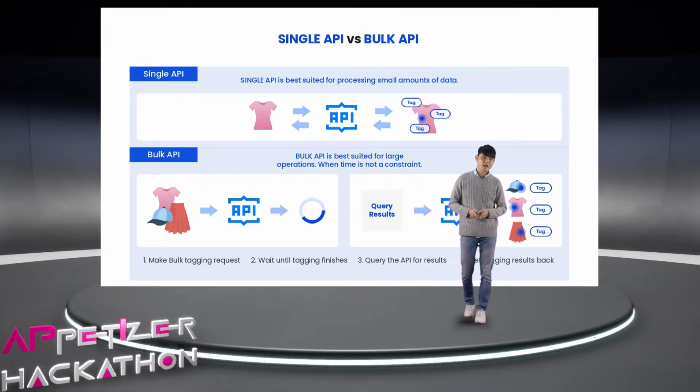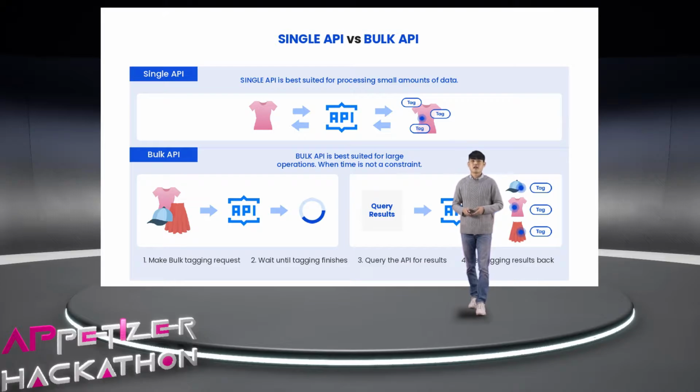I'll talk about the single API first, which is a lightweight API, and it's best suited for small amounts of data. First, you prepare an image, and you put it through to the API, which tags the clothes and gives you the attribute data back immediately. And this is a synchronous method in that regard.